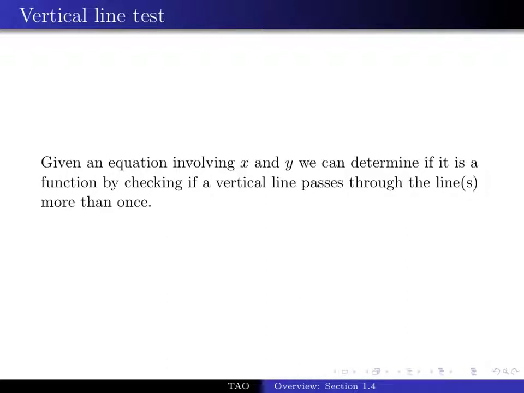Now, we can use graphs of these functions, the visualizations of the graphs, to determine important properties of the functions. Given some equation involving x and y, we can determine if the equation leads to a function if it passes something called the vertical line test. So if we can draw a vertical line and it goes through our curve at most once.